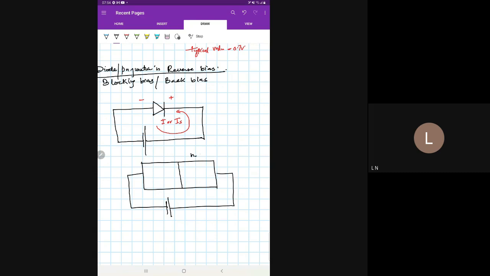So you have N type here, and P type here. And we know that this is a depletion region somewhere here in zero bias condition. So you have negative immobile ions on the P side, and positive immobile ions on the N side. So you have positive and electron, positive and electron.